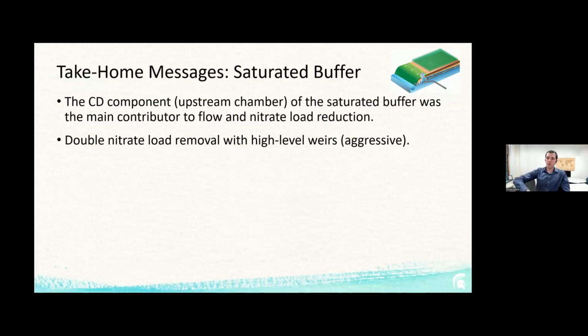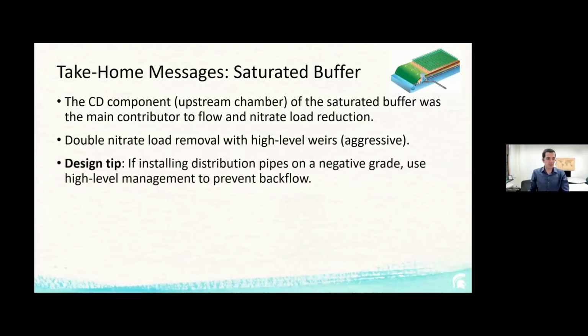When we went from a low level to a more aggressive weir management, with the weirs closer to the surface, like a shallower setting, we were able to double nitrogen load removal. So that was very effective. The design tip was that if you are installing the negative gradient distribution pipe, consider high-level management when you're writing the management plan. That will help prevent the backflow. The high level will be key in that aspect.